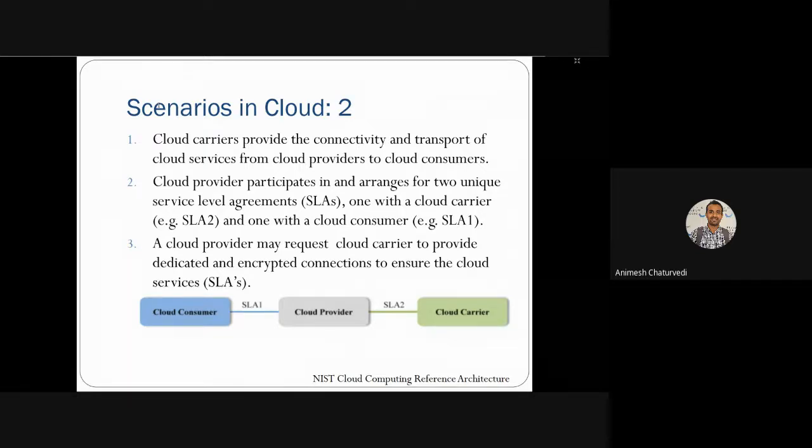The cloud provider may request the cloud carrier to provide a dedicated and encrypted connection so that SLA2 can be met. So the provider may request the cloud carrier to have a dedicated and encrypted connection in such a case. So these are the examples of two scenarios.